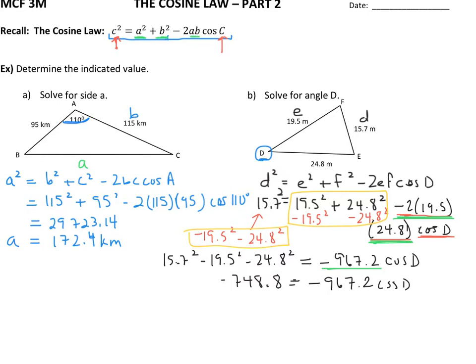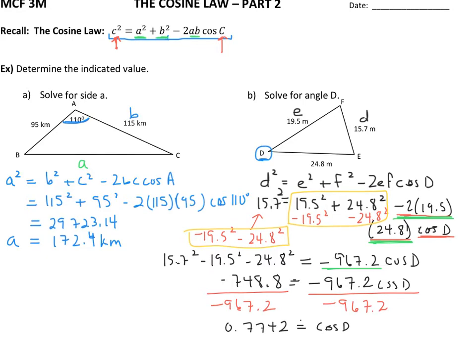Then to get angle D by itself, the first thing I'm going to undo at this point would be by dividing. I'm going to undo that negative 967.2, which is multiplying, by dividing both sides by that. All right, so divide that answer in my calculator by the negative 967.2, and I get approximately 0.7742. I'm just rounding it to 4 decimal places, and that's equal to the cosine of angle D.